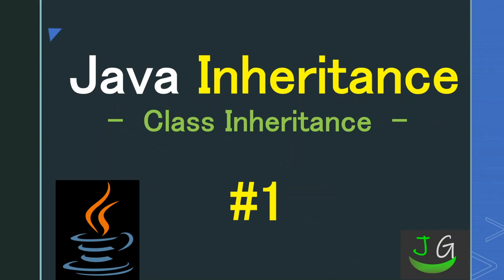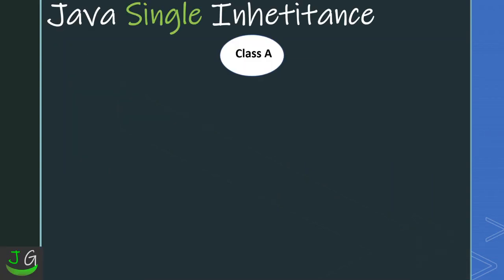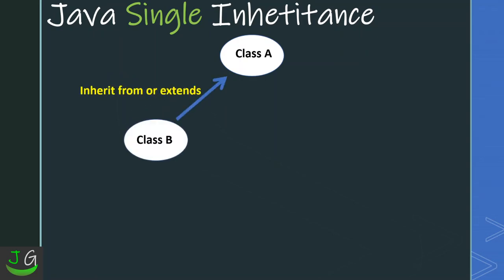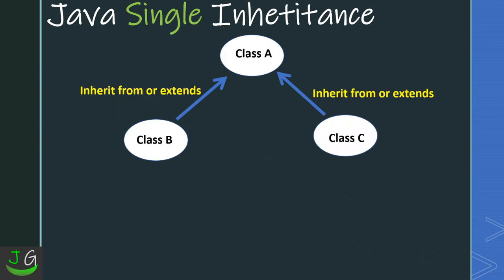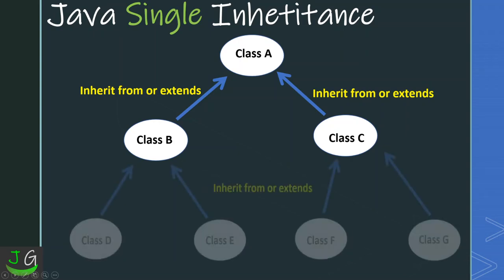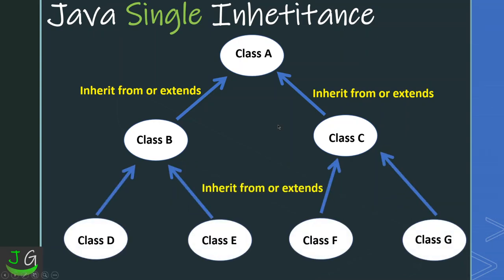So in Java, when you create a new class, you can define it to inherit from another existing class. For example, here I have a class A. A class B can inherit from class A. We also say class B extends class A. And another class like class C here can inherit from class A, and we can also have another class D that inherits from class B.